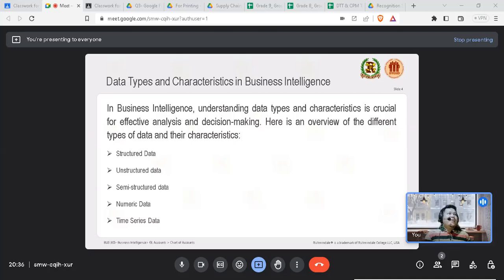Another example is the stock market data. It is crucial in analyzing stock market trends. I don't know if you have tried stock market trading. Stock prices we can monitor also, trading volumes, market indices, things like that.